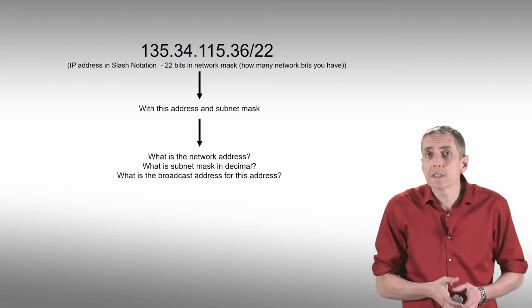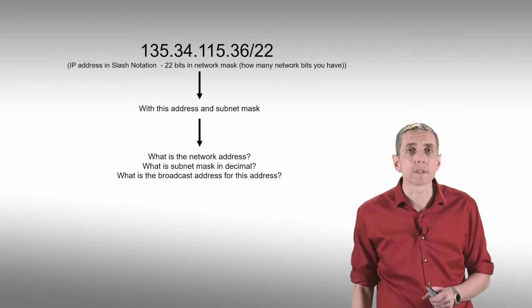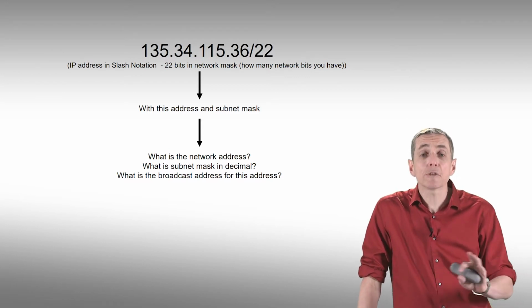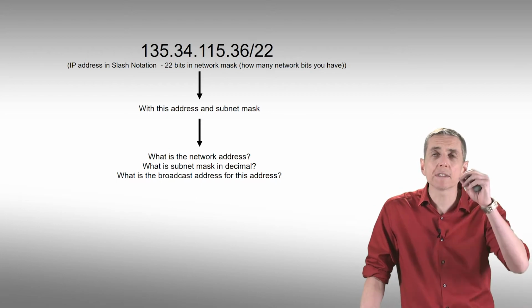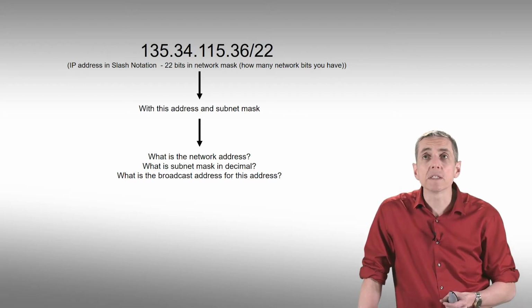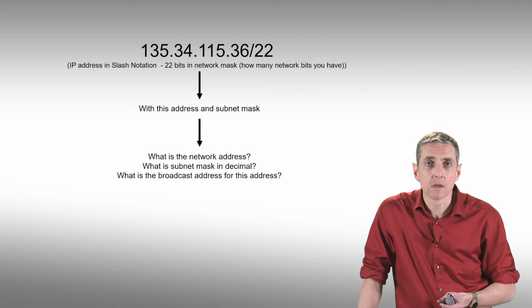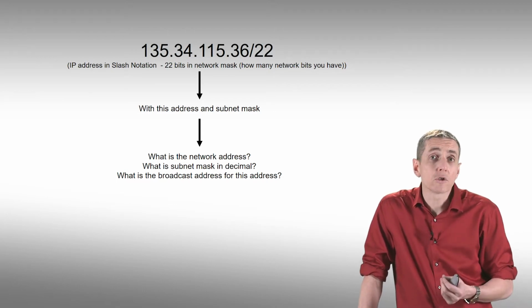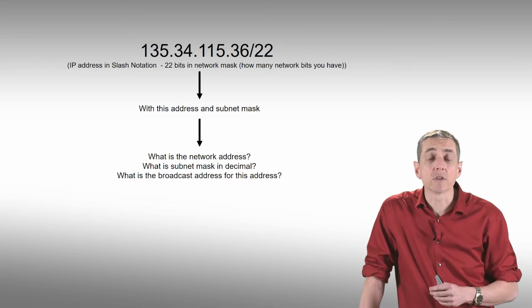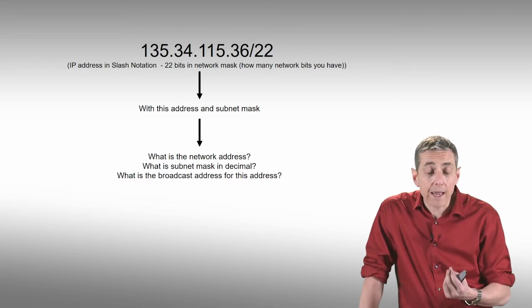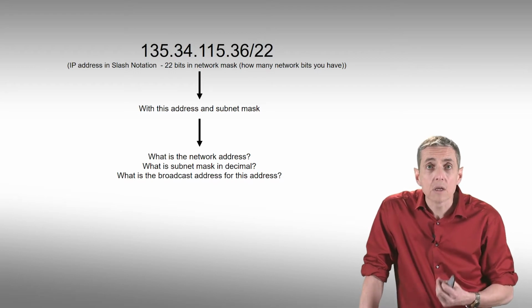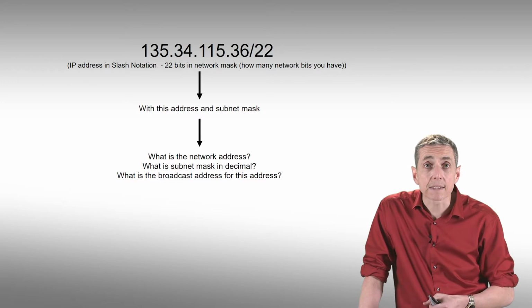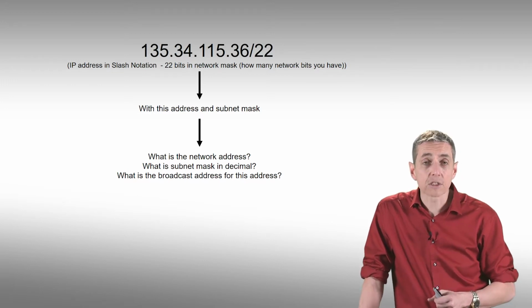So let's look at this example, and I'm going to go through a couple of these examples. In this example, we're given a standard IP address. Like I said, it doesn't matter. This is a 135, and you'd be kind of saying to yourself, is that a class A, B, C, or D? It doesn't matter in this case. That's gone. So we've got 135.34.115.36 and a /22. From that address and subnet mask, we're asked three questions. What is the network address? What is the subnet mask in decimal? And what is the broadcast address for this address?